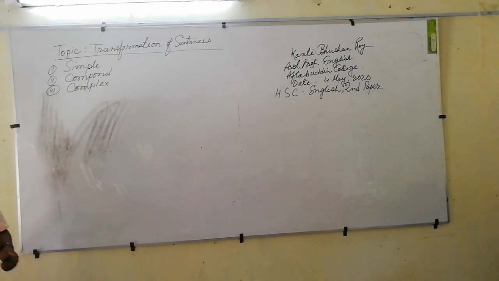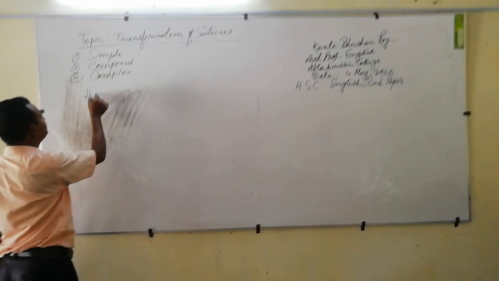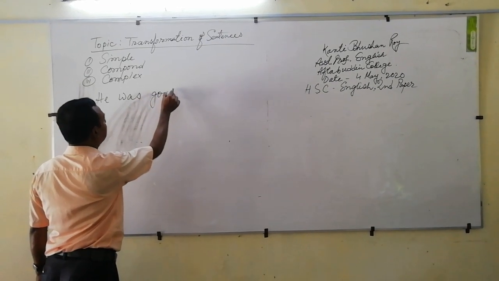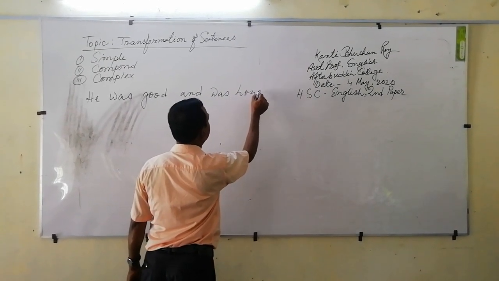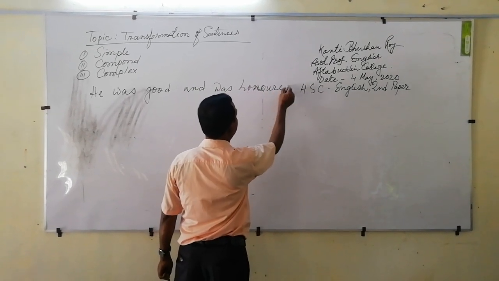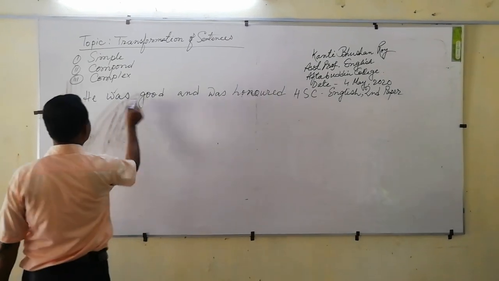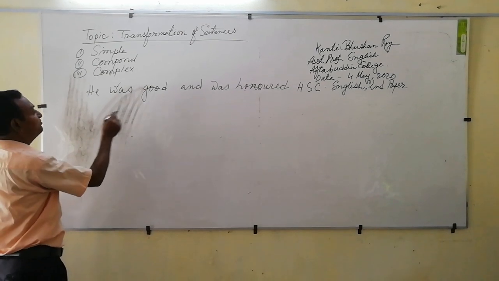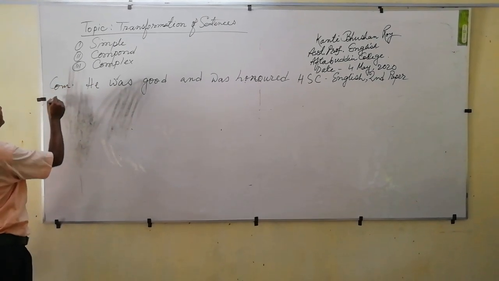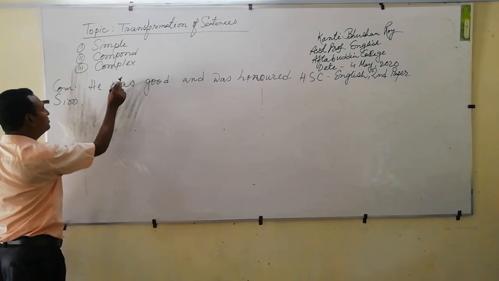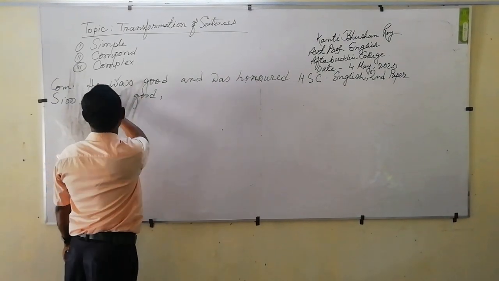What is there in the compound sentence? If you see any vibhav, he was good and was honored. This is vibhav. So in the case of a vibhav, you can use being, ing with the base form. Being good. Then what is the sentence? Simple sentence. Of course, this is a compound sentence. And this one is simple. Being good, and a comma, of course, he was honored.